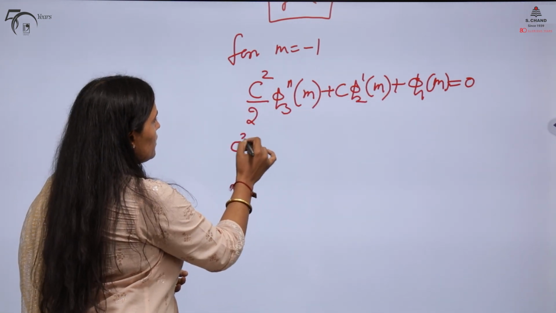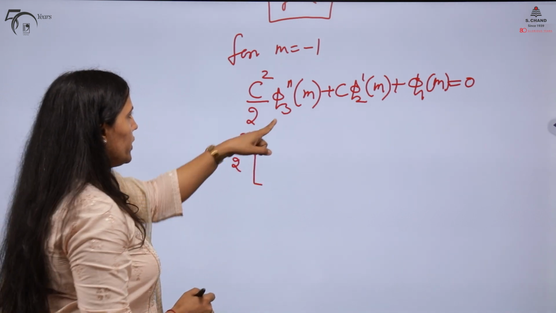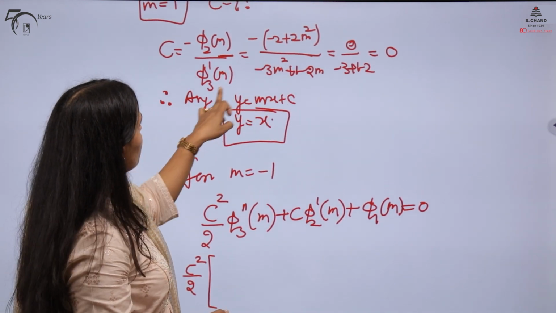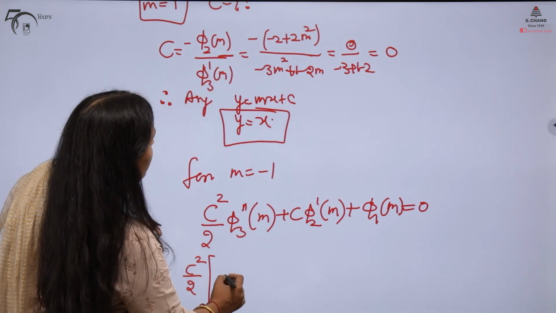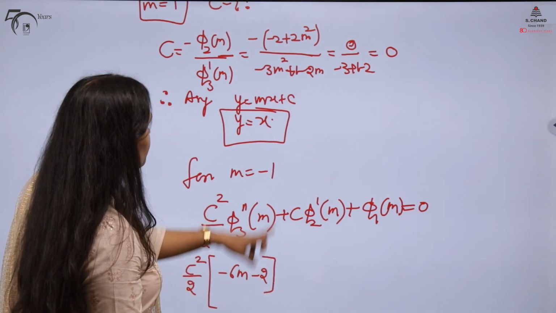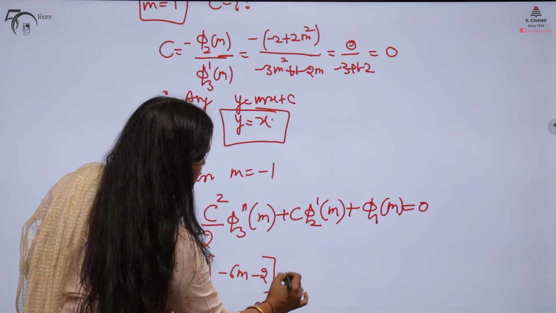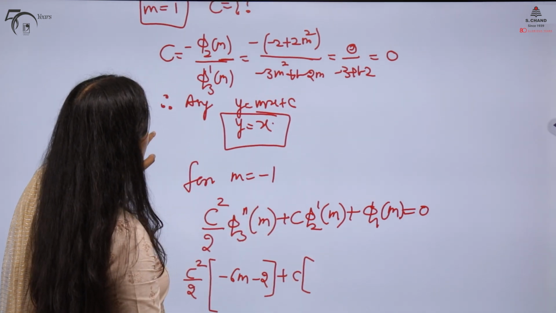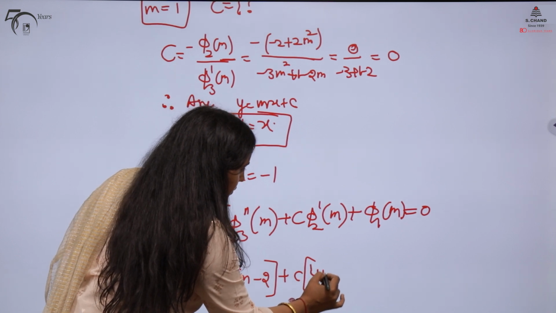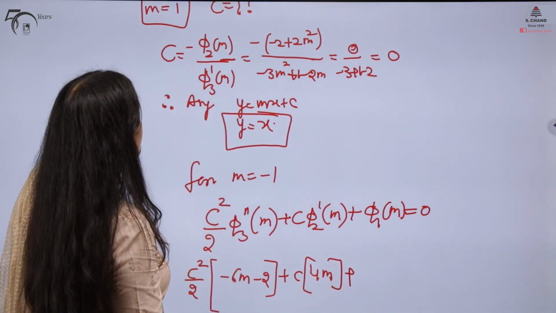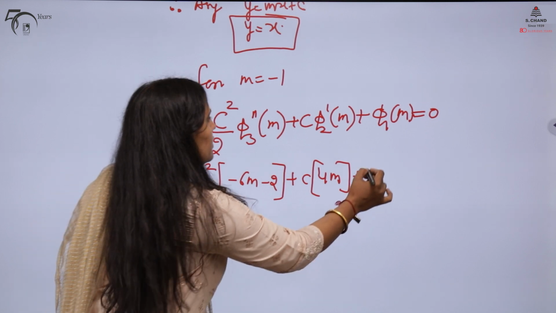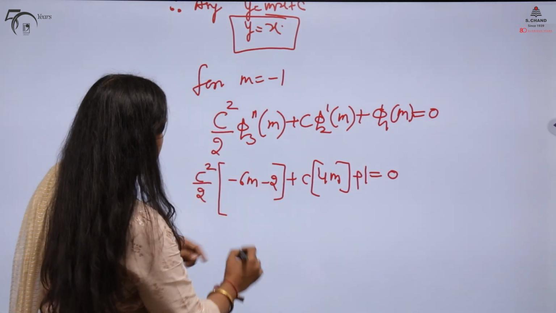Put up the values. So, C square by 2, this time you will be taking the second derivative now. So, second means what? Just see, this is the first derivative now, phi 3 dash m. So, take one more derivative, you will get this value. So, minus 6m minus 2, this is the derivative. Now, phi 2 dash m you have to substitute. So, C, what is your phi 2? This is your phi 2, simply the derivative, this will be 0, it will be 4m only. And now, the last part is phi 1 m. So, what is your phi 1? This is simply 1 plus m, so the derivative will be 1. And in this equation, simply put m equal to minus 1 carefully.